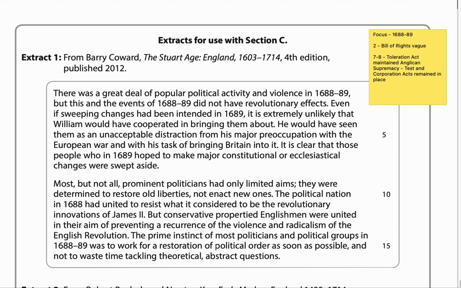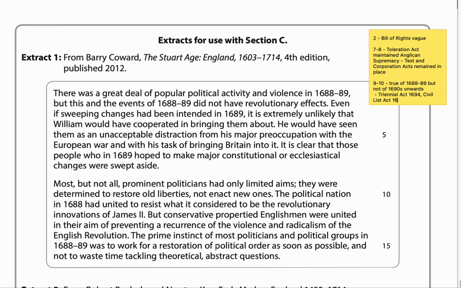And what I think you could say here is that this is true of 1688 to 89, but not of 1690s onwards. Okay, so yeah, you could say in 1688 and 89, it wasn't about enacting new liberties. But I think you could say there was a shift in the balance of power in the 1690s with things like the Triennial Act, 1694, and something like the Civil List Act, 1697.